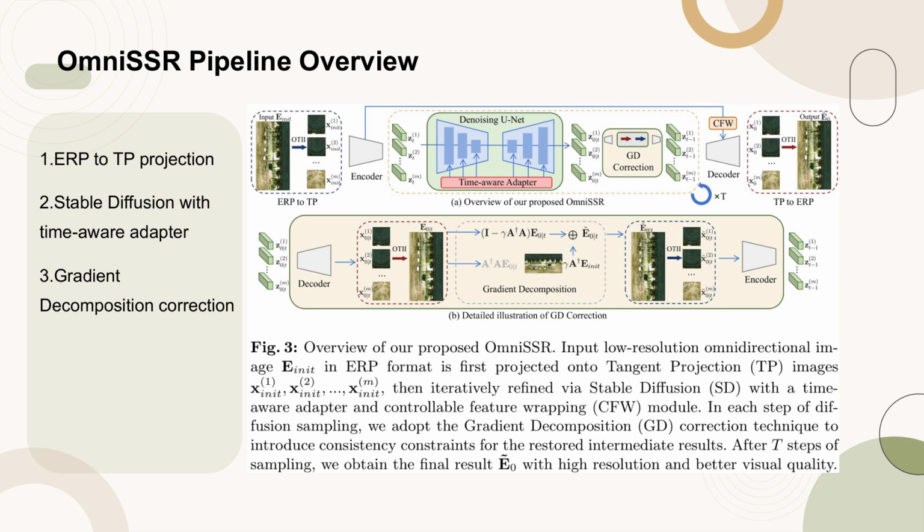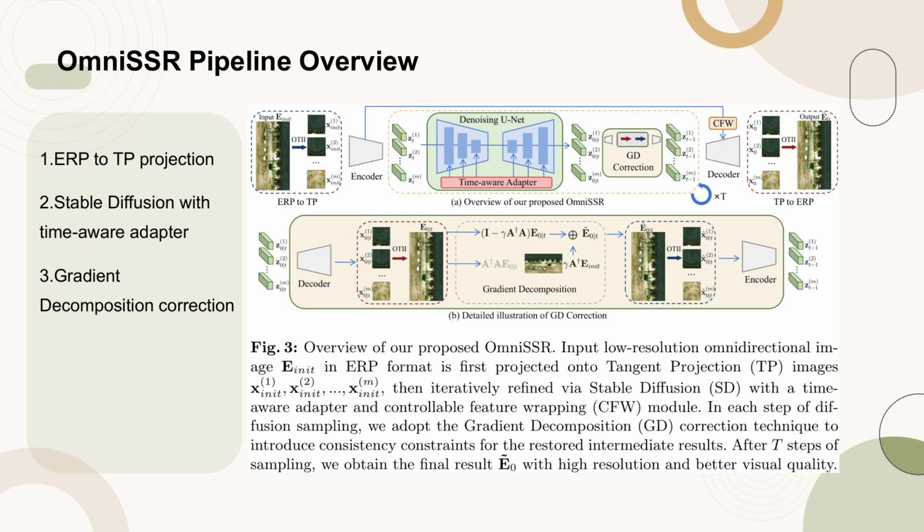Figure 3 provides an overview of our proposed OmniSSR pipeline. The process begins with a low-resolution omnidirectional image in ERP format, which is projected onto tangent projection (TP) images. These TP images are then iteratively refined using Stable Diffusion (SD), with a time-aware adapter and a controllable feature wrapping (CFW) module. During each step of diffusion sampling, the gradient decomposition (GD) correction technique is employed to ensure consistency constraints for the intermediate results.